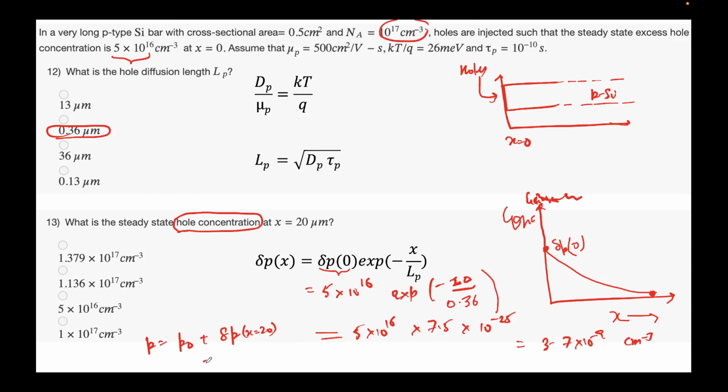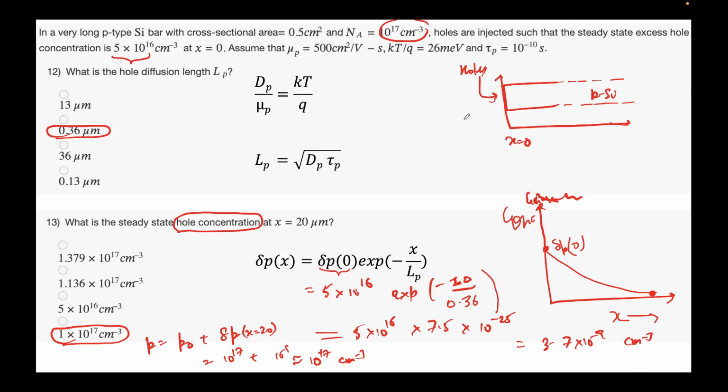So the p naught value is turning out to be 10 to the power 17 plus something like 10 to the power minus 9. So this will be 10 to the power 17 per centimeter cube. So this will be the correct option. So what's happening? Even though we are injecting 5 into 10 to the power 16 holes from this edge, just at 20 microns they are nowhere. The concentration is 10 to the power minus 9. Okay, that's what we mean by long semiconductor.